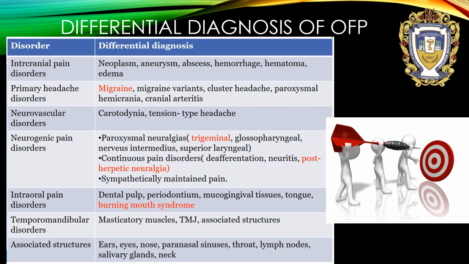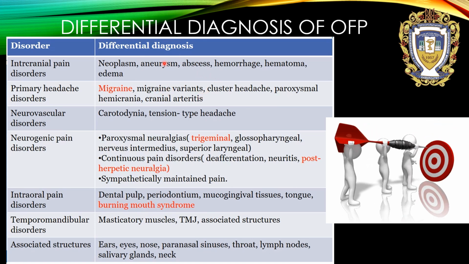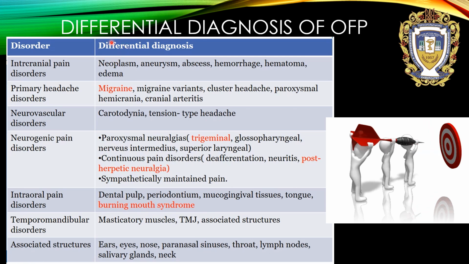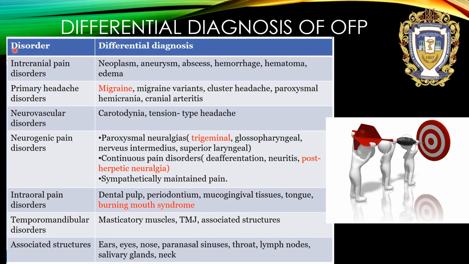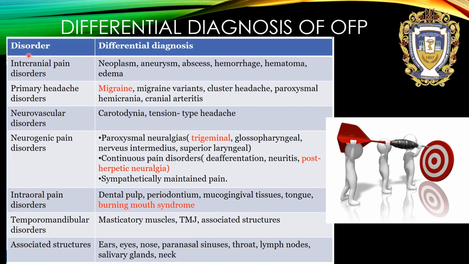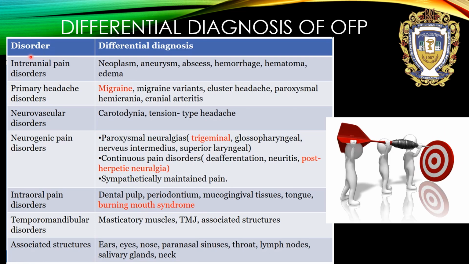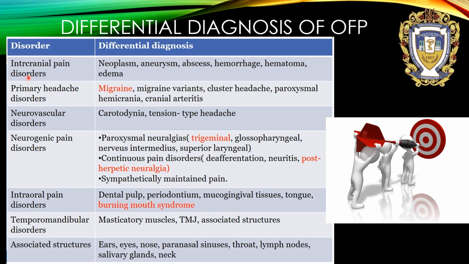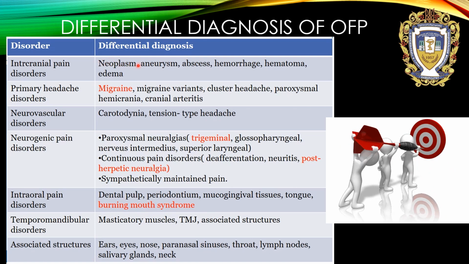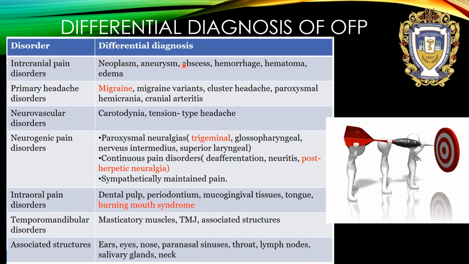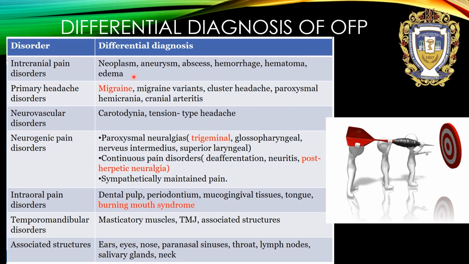I would like to show you this table. It shows differential diagnosis for different orofacial pain disorders. Intracranial pain disorders we need to differentiate with neoplasm, aneurysm, abscess, hemorrhage, hematoma, and edema.